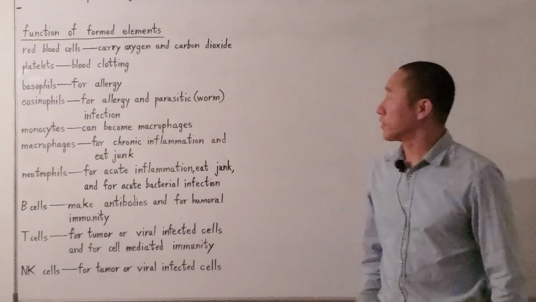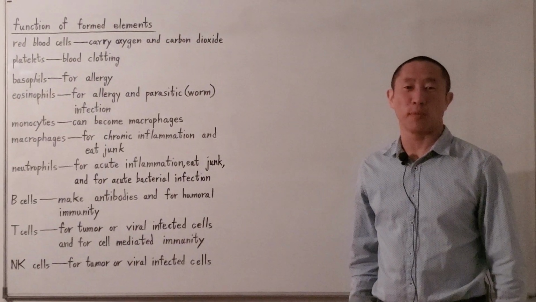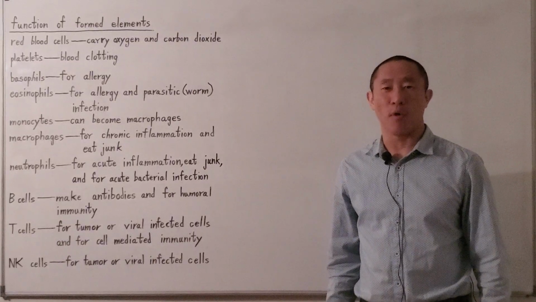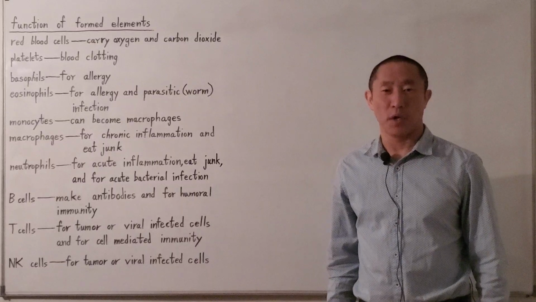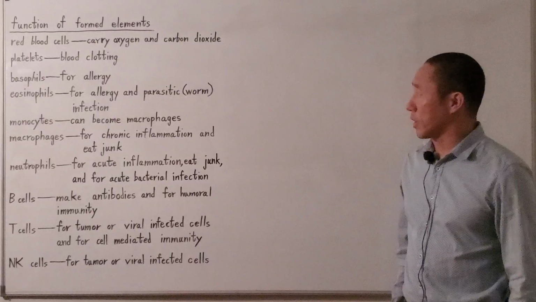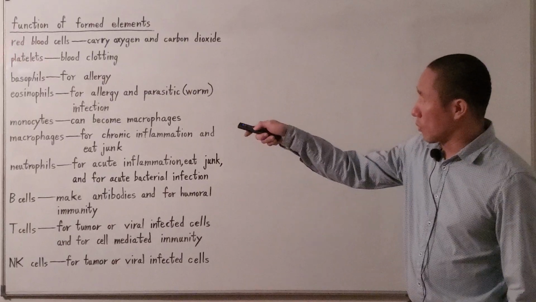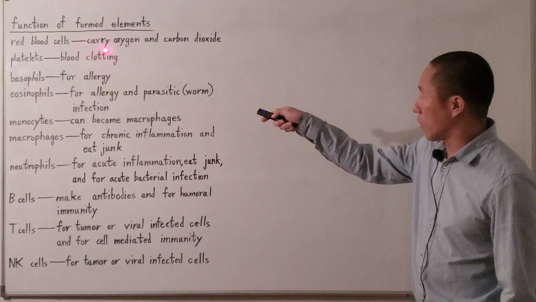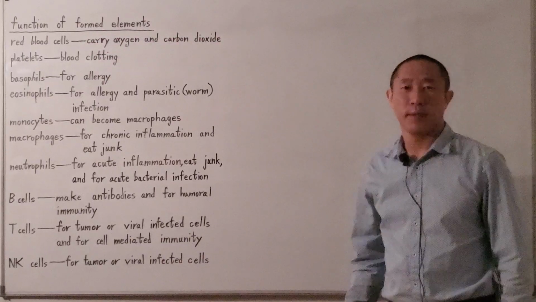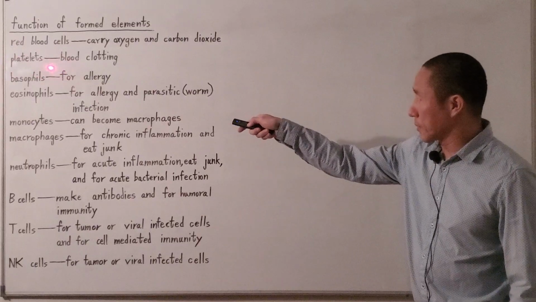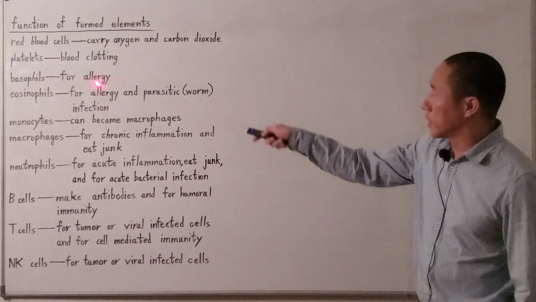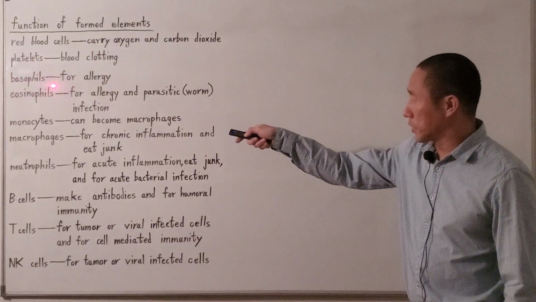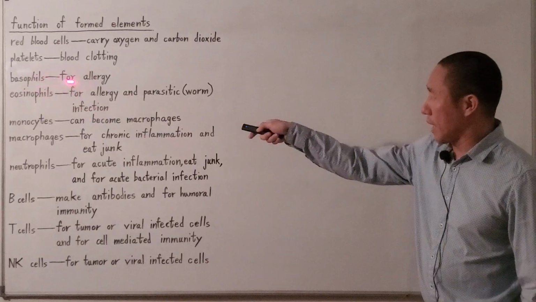Welcome everyone. In this video, we are going to talk about the function of the formed elements. Now remember, in the last videos we said that formed elements are the cell portions of the blood. So here we have red blood cells, and their function is to carry oxygen and carbon dioxide. Now for platelets, their function is blood clotting.